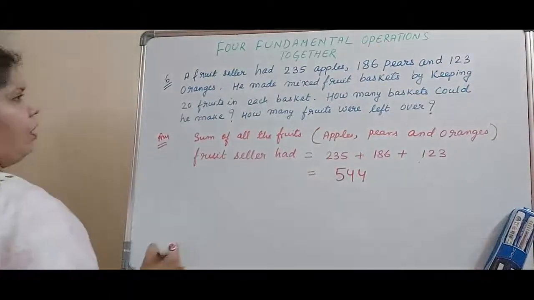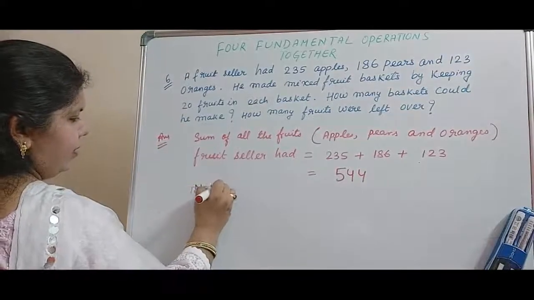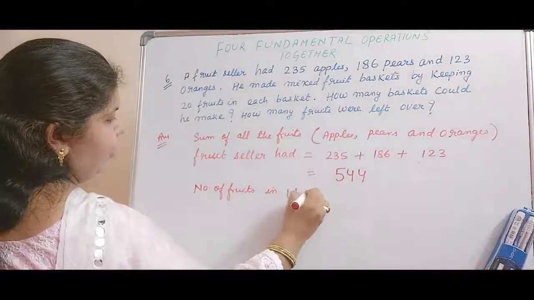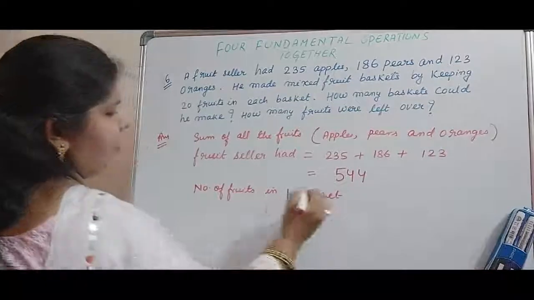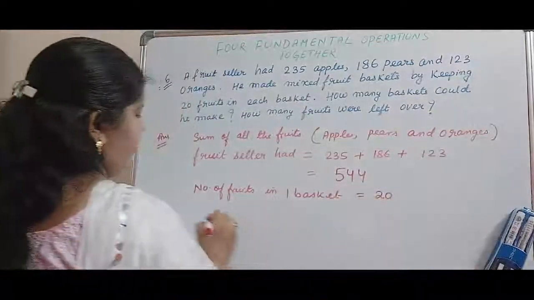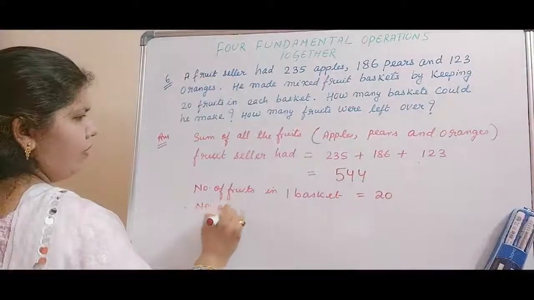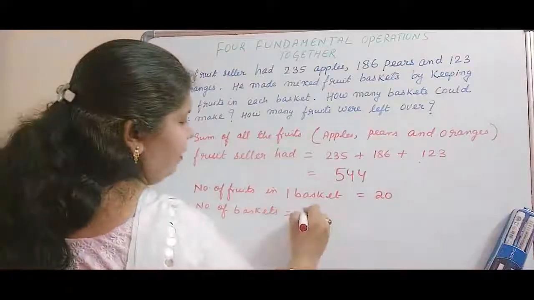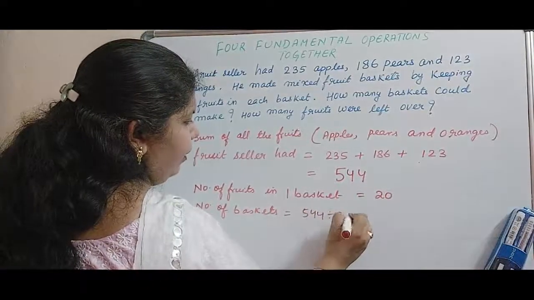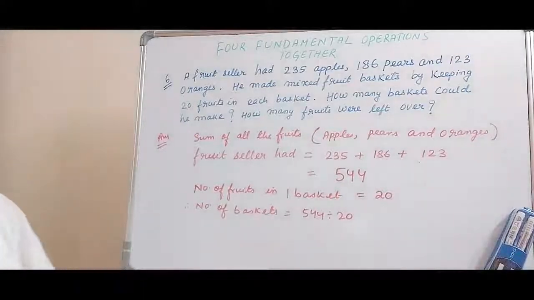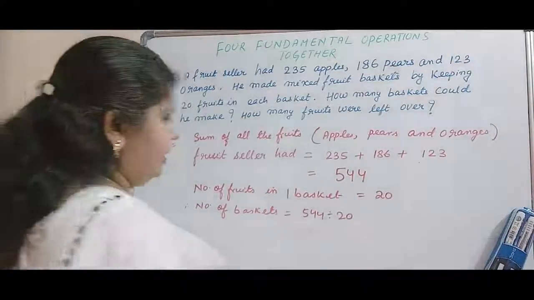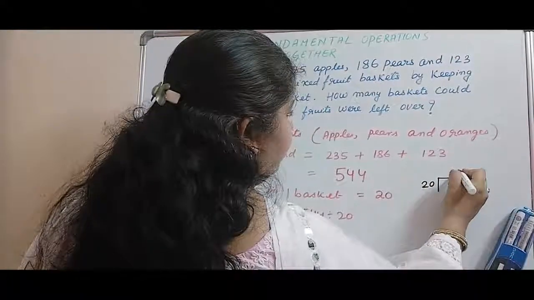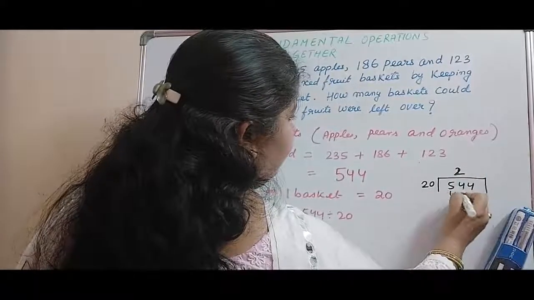Now number of fruits in each basket. Number of fruits in each means actually 1. So number of fruits in one basket equal to 20. Therefore number of baskets equal to 544 divided by 20. So let us do the division at the side here. 544 divided by 20. 20 2s are 40.